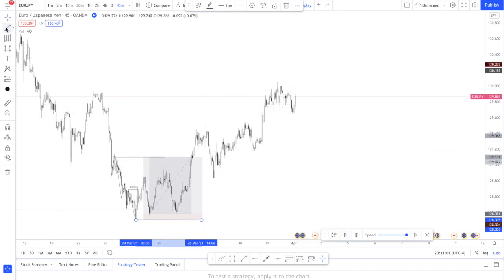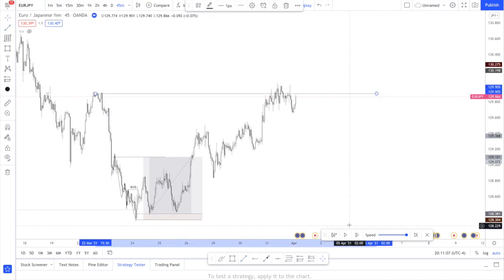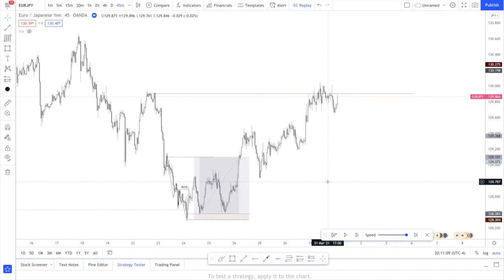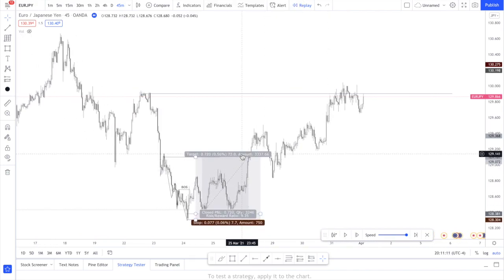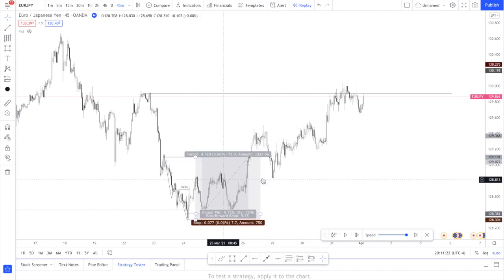Okay, so this is where my second trail would have been. And that would have got smashed as well. Okay, so only at this point would I be break even. So during all this, I would be break even. Okay, so again, if you trailed this to any place like here, you would have been stopped out.